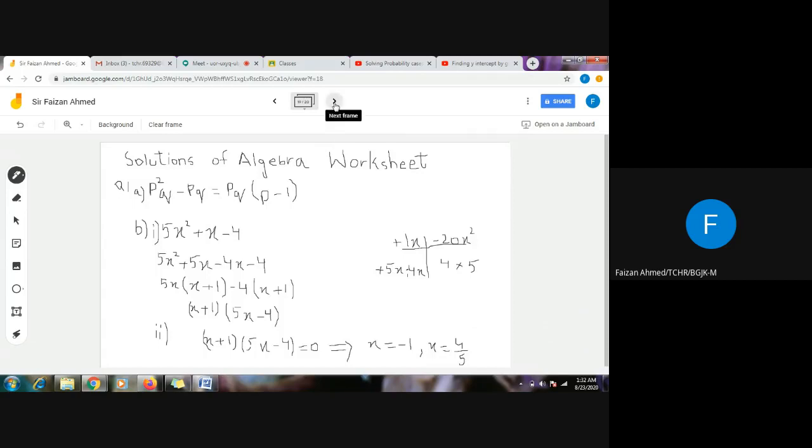The next question is also related to factorization, and we are asked to completely factorize it. You will see the question. This was our question, 3 minus 12a square. Again, the question was we have to factorize it completely.